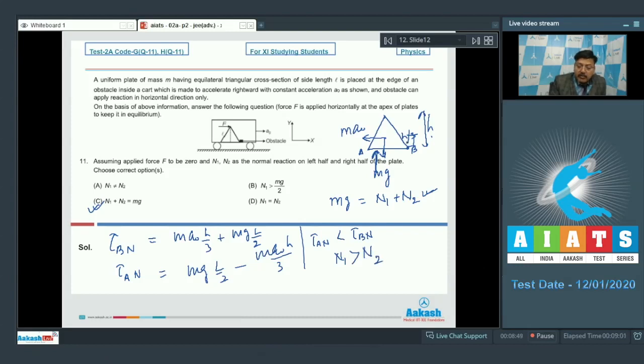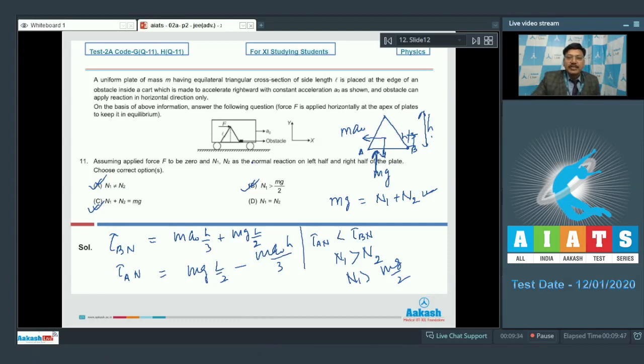Okay, if the total normal reaction is effectively acting through this part, then it means that normal reaction on the left part is greater than normal reaction on the right half. So based on this, if we work out, option A would be correct. N1 is not equal to N2. In fact, N1 is greater than N2. And if N1 is greater than N2 and N1 plus N2 is mg, then that means N1 is also greater than mg by 2. So option B is also correct. Well, that means for question 11, options A, B and C are correct.